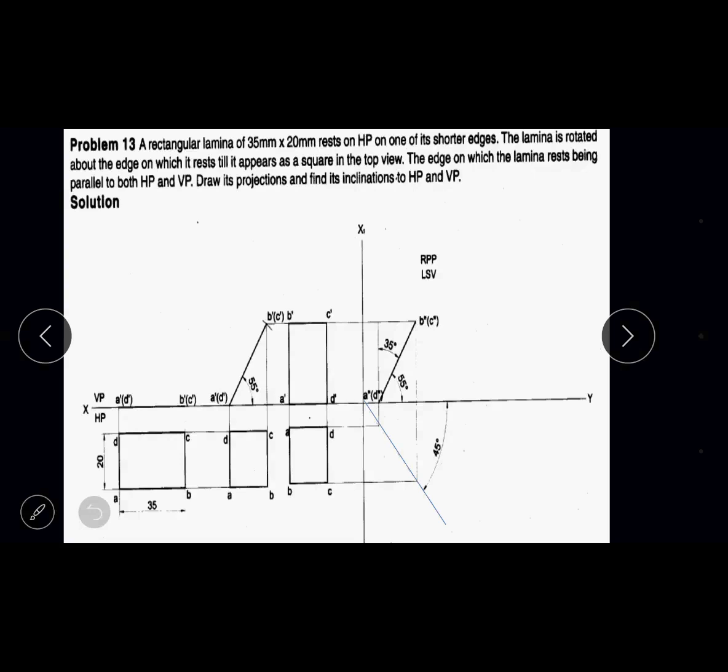Everything, in fact, is exactly similar to the previous problem, only the change of case over here. The previous problem was on a square lamina and the top view was in the form of a rectangle. Here in this problem, the problem is on a rectangular lamina and the resulting top view is in the form of a square. It's given that the rectangular lamina is 35 and 20. Since a rectangle has a longer edge and a shorter edge, it's given clearly that it rests on HP on one of its shorter edges.